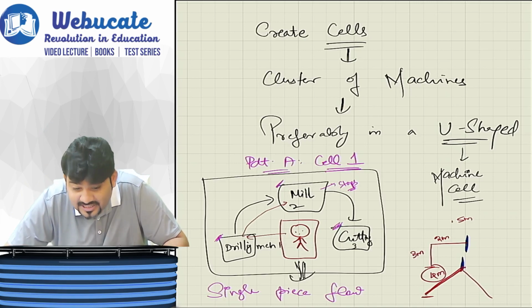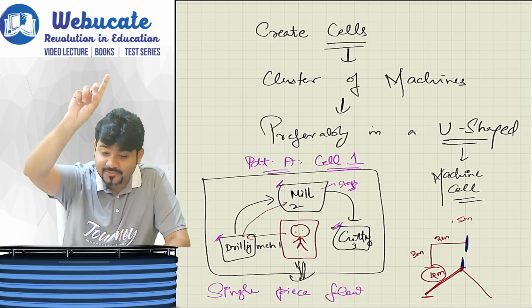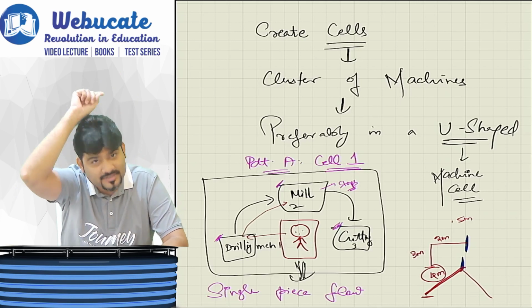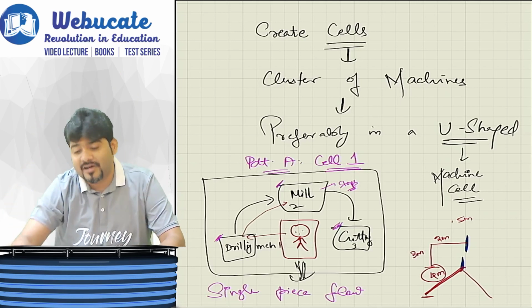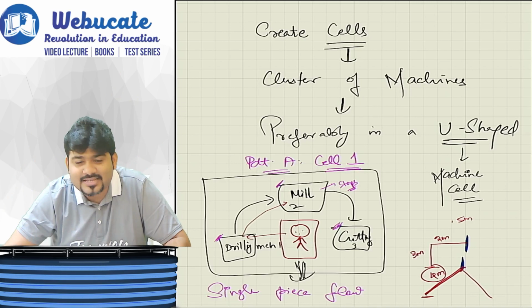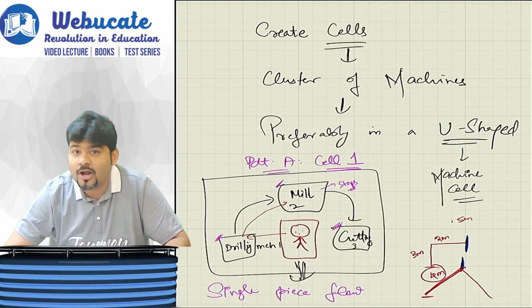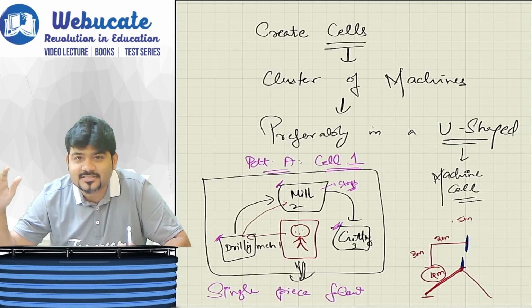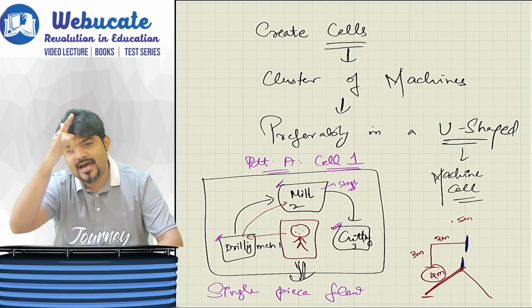In cellular manufacturing also, the process will stop if one machine breaks. Yes, but that will happen only for one product. We have multiple cells, so other products will go on. There in traditional manufacturing, all products will get stopped.